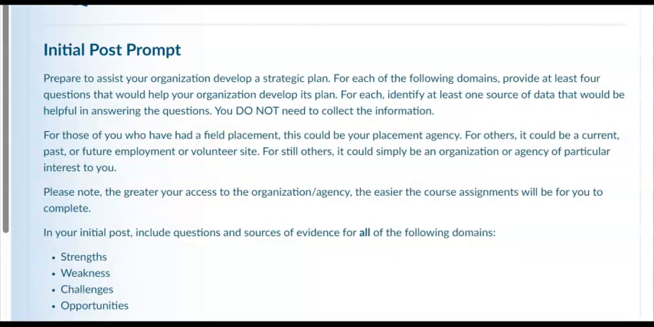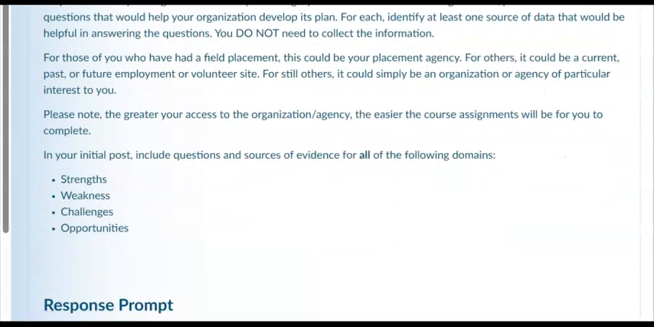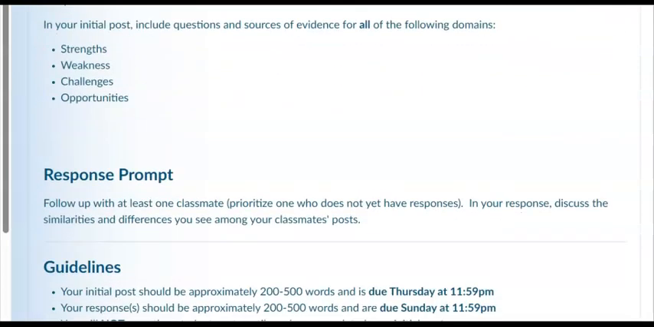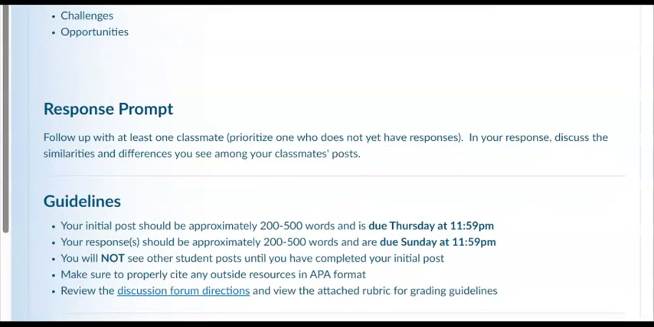So in your initial post, you're going to include questions and sources of evidence for all of the following domains, and that is the organization's strengths, its weaknesses, its challenges, and its opportunities. Strengths, weaknesses, challenges, and opportunities. So 4 questions in each of those domains. You're going to respond to at least one of your classmates. So your initial post is due by Thursday, and your follow-up is due by Sunday.